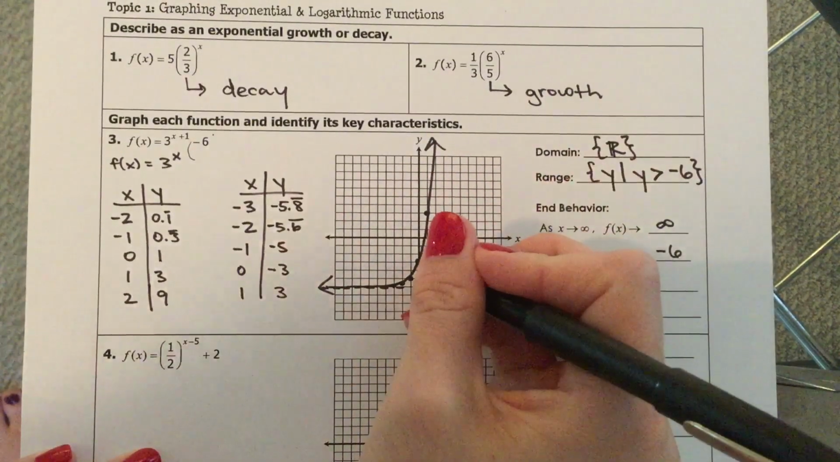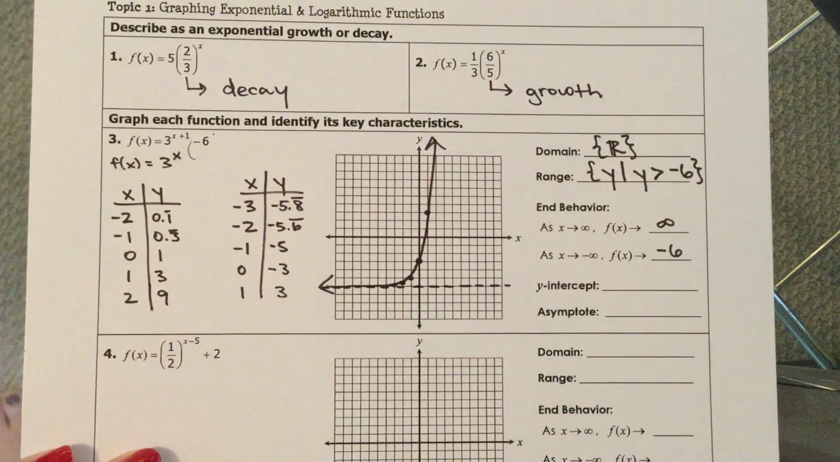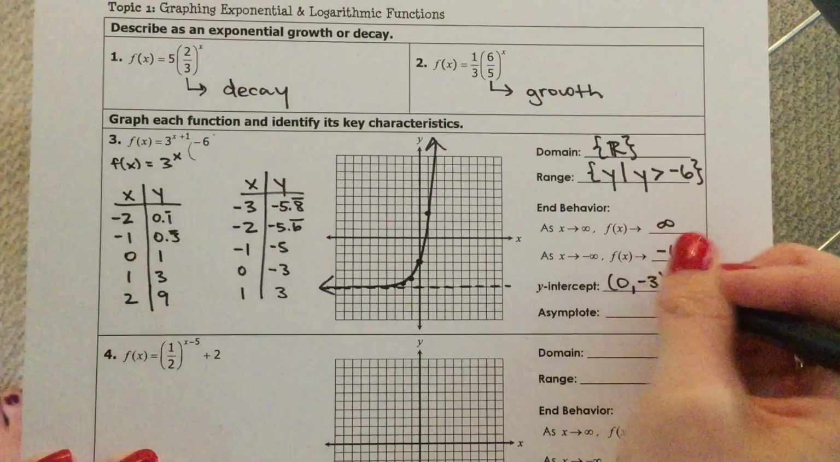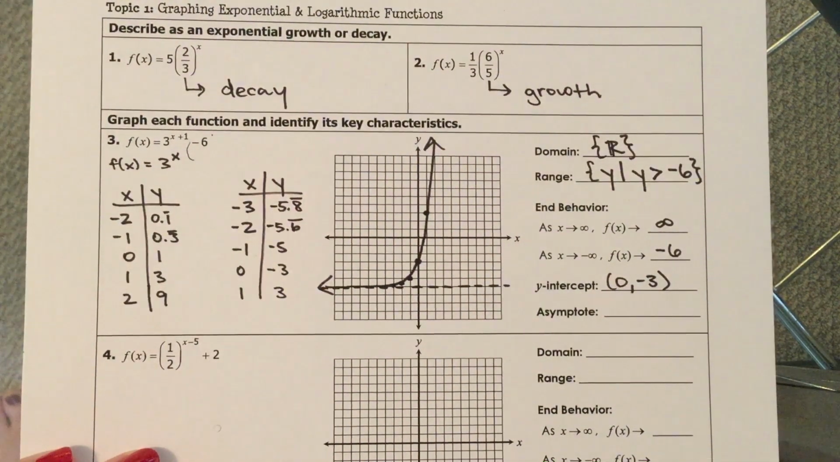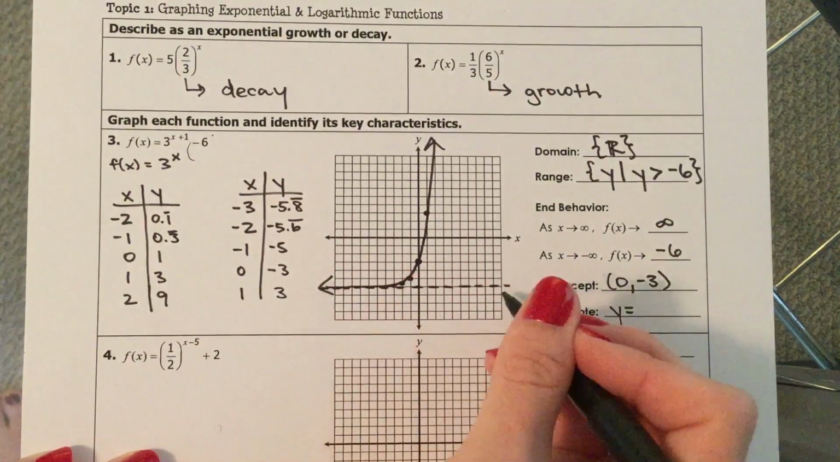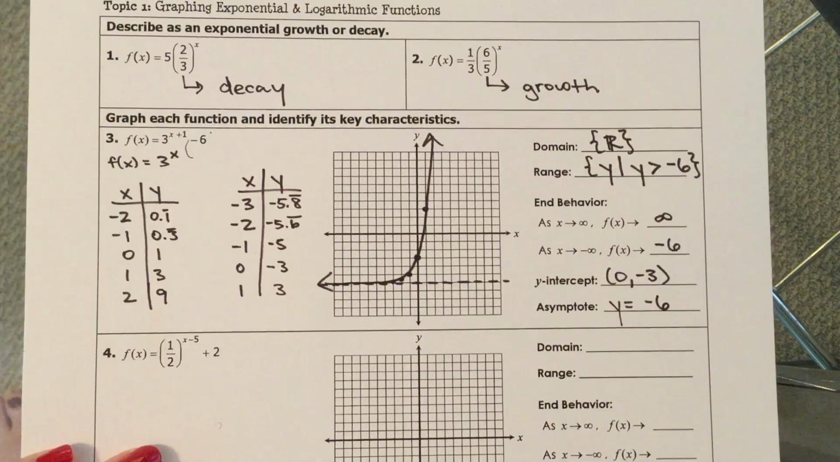The y-intercept would be right here. It has an x-coordinate of 0, so you can even just look on the table, and you want to write that as an ordered pair. So x-coordinate and the matching y-coordinate would be -3. The asymptote is a y equals line because it's horizontal, and it's this dotted line which matches with this value right here, and that would be -6.